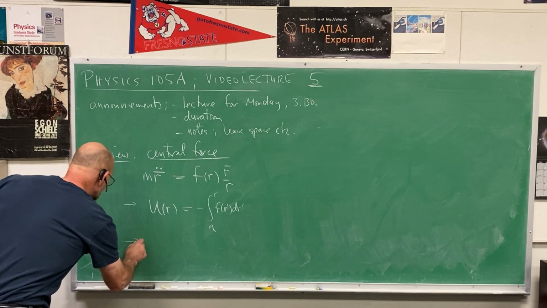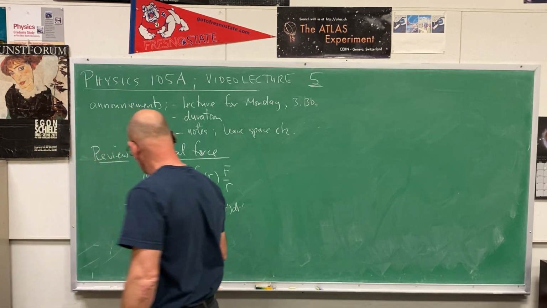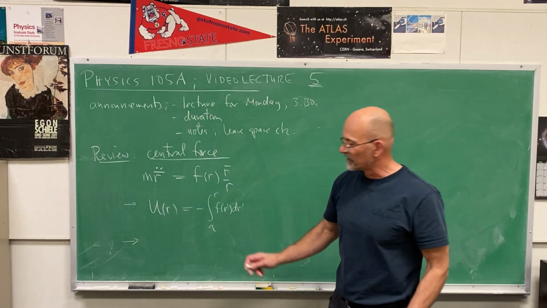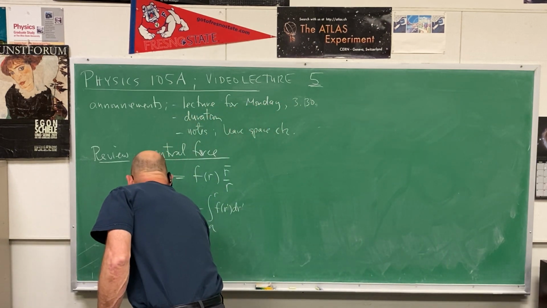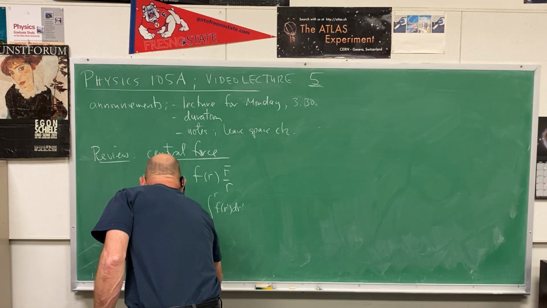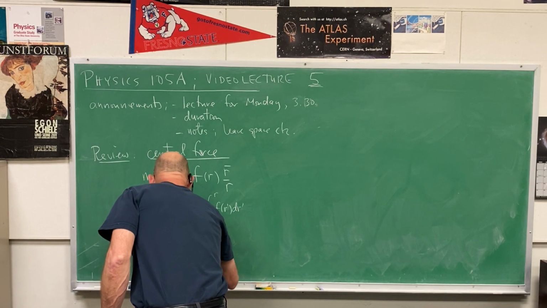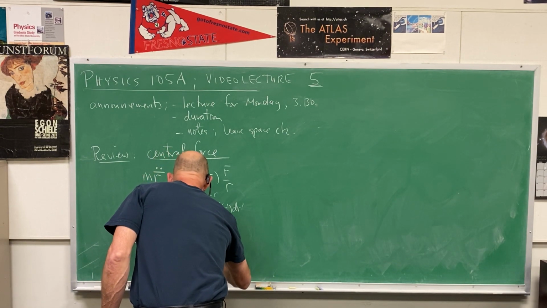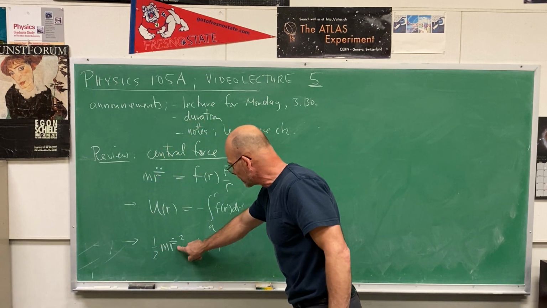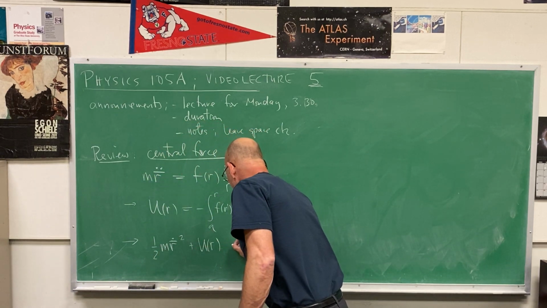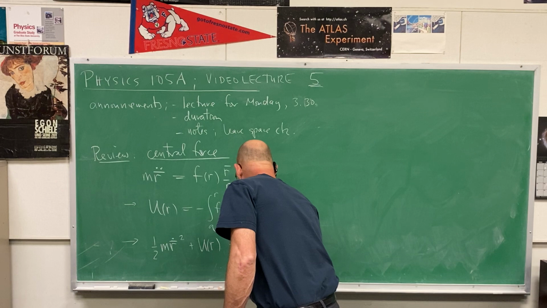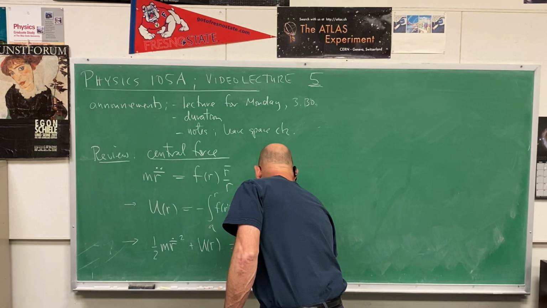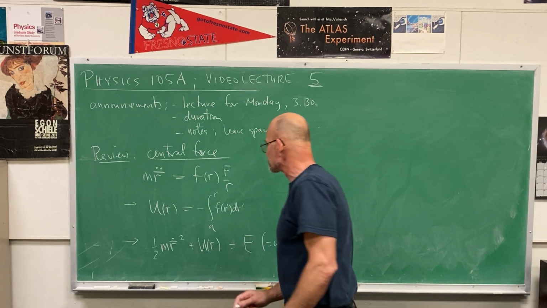From this, and this is equivalent to having conservation of energy, we now have one half m r dot squared plus u of r, where r is the magnitude of that vector r, equals E. I'll just write equals constant. That's conservation of energy.